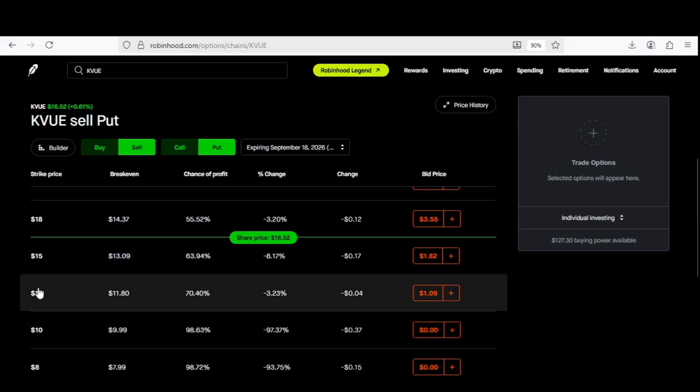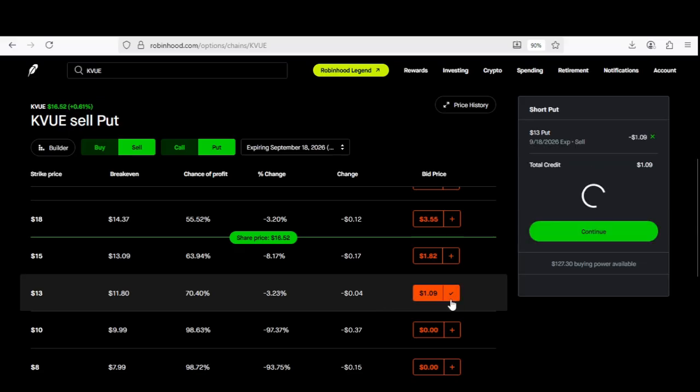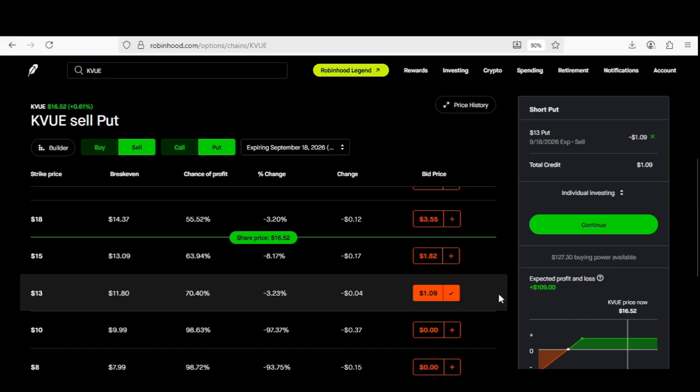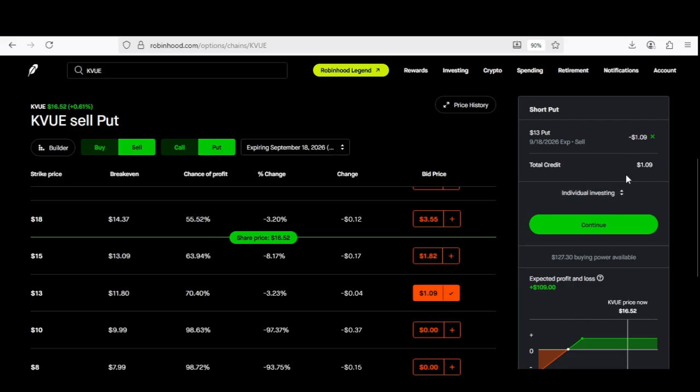Now, with this strike price, I have a chance of profit, or a chance of this trade going in my favor, of around 70%. Because this is a sell option strategy, I'm going to be getting paid as soon as I decide to execute this option. The amount I'm going to be getting paid is $1.09 in the option world. However, in the real world, this equates to $109, simply because each option contract contains 100 shares. So you multiply the premium you're going to be receiving, $1.09, by 100 shares, and that should net you $109.